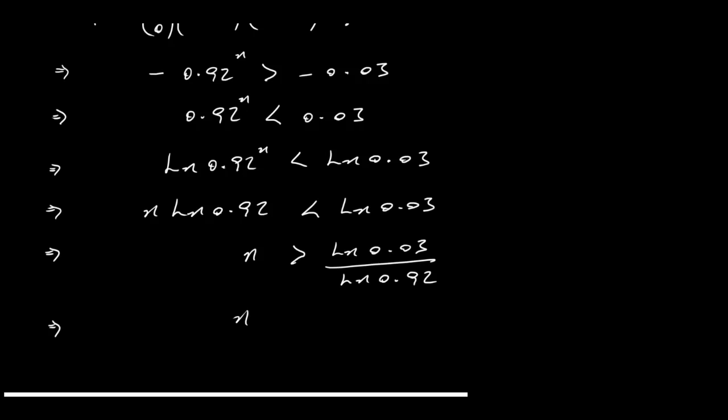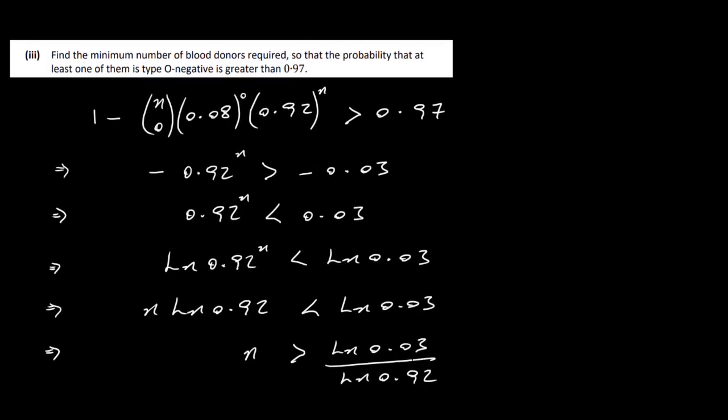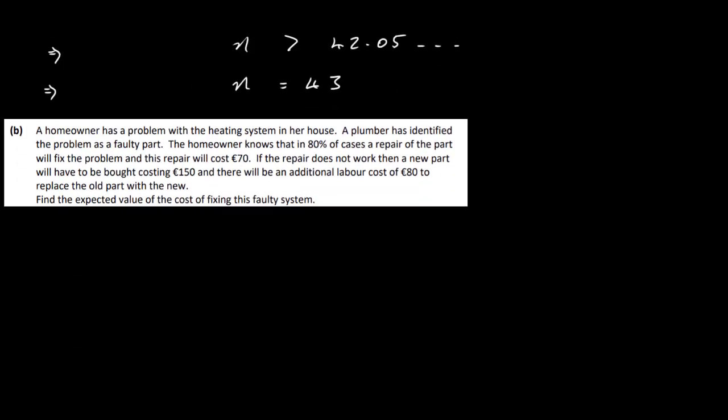So when you work that out on your calculators, you should get 42.05. Now we want n to be greater than 42, so that means n here is going to be equal to 43. So this is my answer here. We were asked to find the minimum number of blood donors, so we have to be looking at a natural number here. So that's it, n is equal to 43.